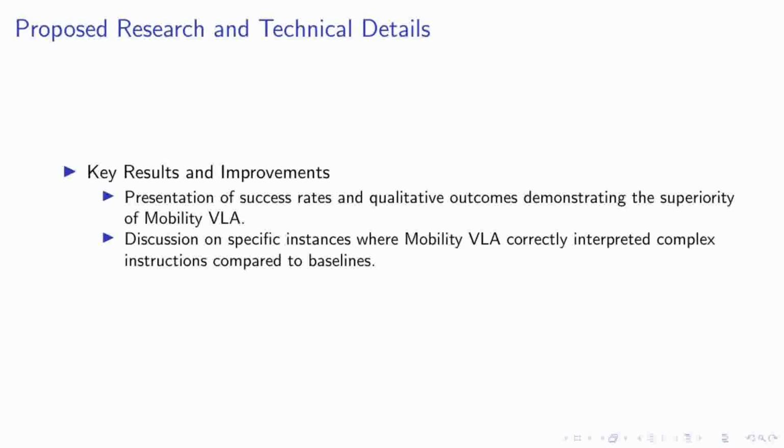Here, Mobility VLA excelled by correctly identifying the refrigerator as the target destination, showcasing its ability to interpret multimodal cues effectively. In contrast, other baseline methods struggled, either misidentifying the target or failing to provide a clear response. These examples underscore the practical effectiveness of Mobility VLA in understanding and executing complex, multimodal instructions in real-world environments. This capability marks a significant advancement in the field of autonomous navigation and interaction.